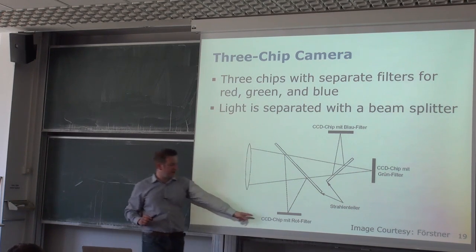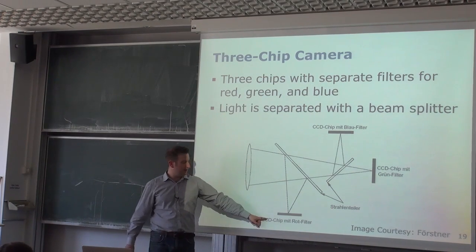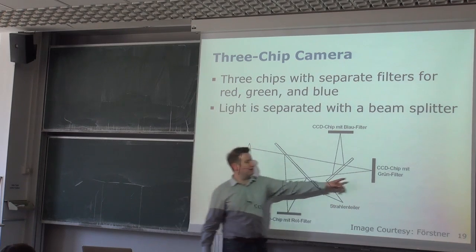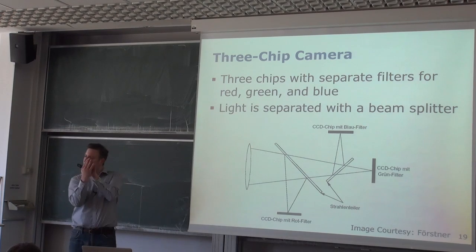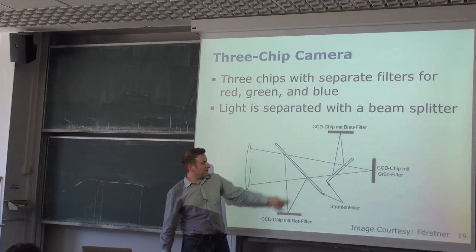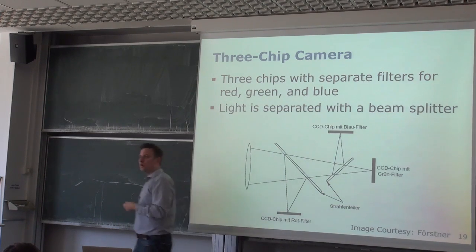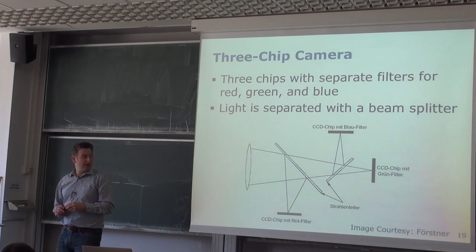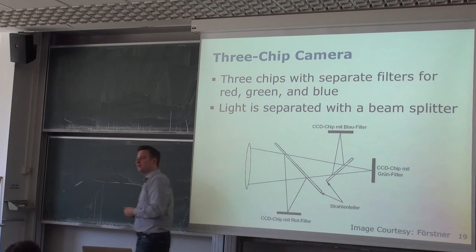Then we basically need 3 different chips, and then we take a red image, a green image, and a blue image, and then we overlay those images. Pixel 1, 1 of this image, pixel 1, 1 of this image, and pixel 1, 1 of this image gives pixel 1, 1 in our final image. So this is an approach which was used especially in the beginning for video cameras.